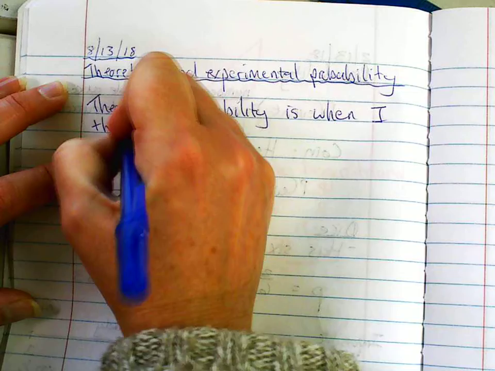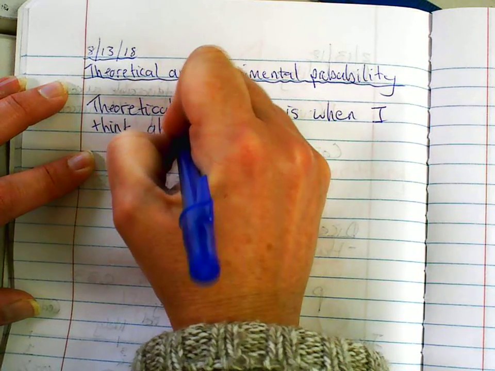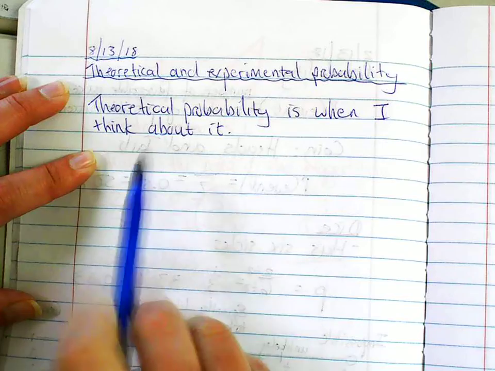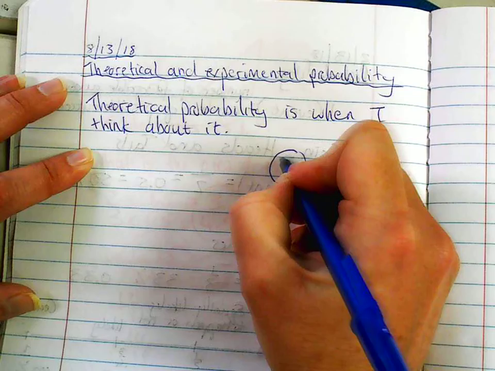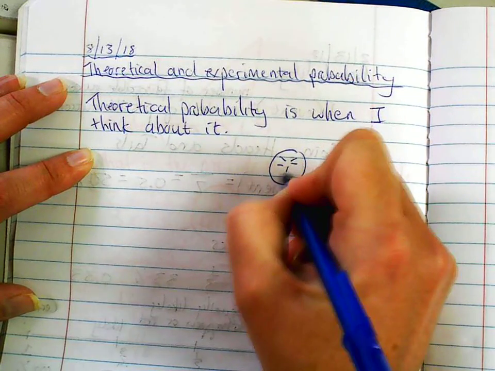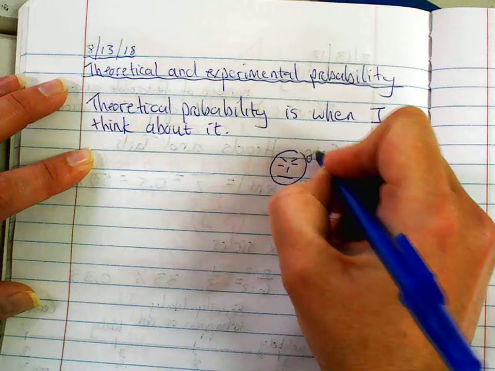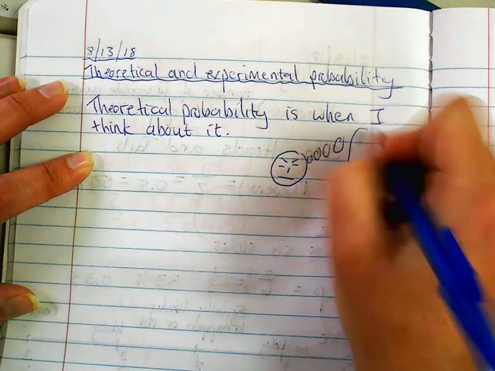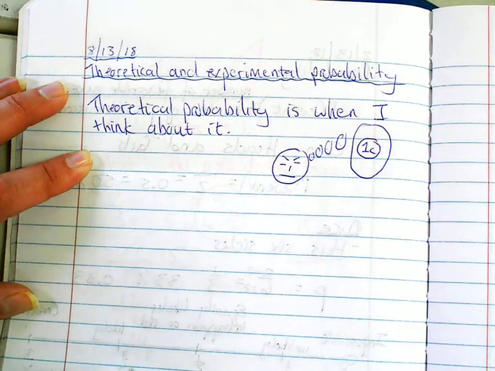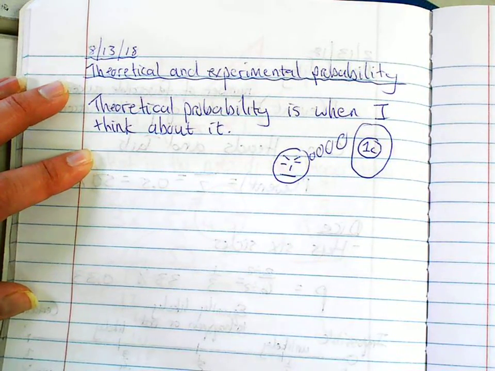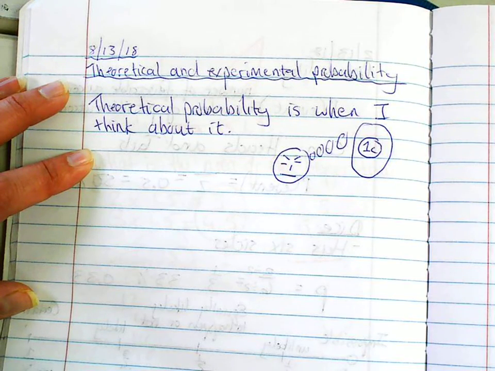So I'm going to give you an example. You first copy down the sentence. Theoretical probability is when I think about it. For example, here I am, thinking very hard. Thinking. Okay? And I'm wondering on which side of the coin my coin will fall if I toss it up in the air. I think about it. And I tell myself, it could land on heads, or it could land on tails. I wonder what it'll be.